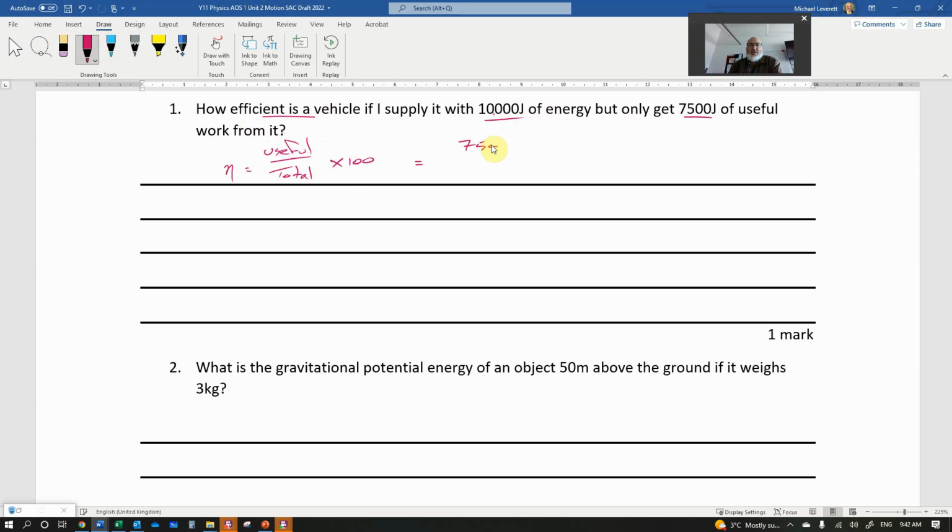So if I get 7,500 joules of energy out, but I had to put 10,000 joules of energy in, then those two will go. You get 75 over 100, which is equal to 75% efficiency.